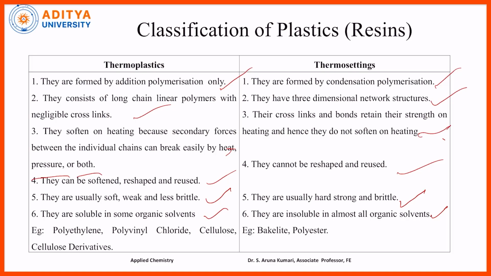Now, let us see what are the polymers which come under thermoplastics. For example, we have polyethylene, polyvinyl chloride and cellulose derivatives. And under thermosetting, we have the polymers bakelite and polyester. So, these are the examples of thermosetting plastics.